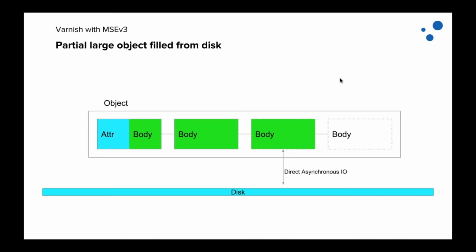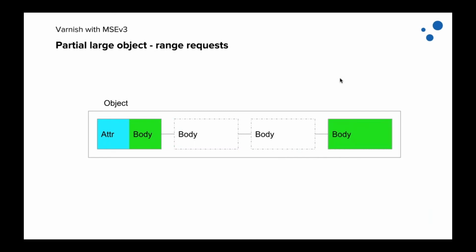And of course, once someone actually wanted to watch the whole video file, then it will be observed that we lack content. And that's when the new chunk of the object is inserted and then filled from disk. And once it is filled, of course, then the delivery thread of that client request is able to continue and deliver more content to that client.